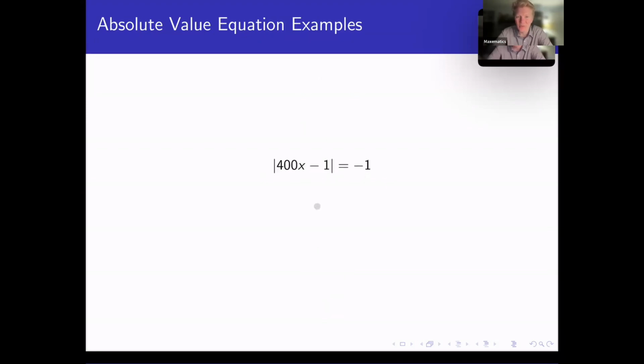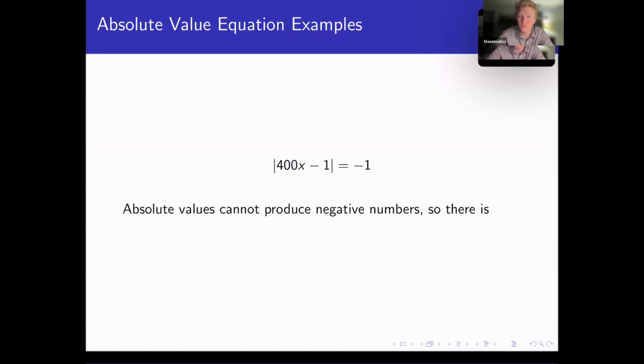Okay, now 400x minus 1. The absolute value of 400x minus 1 equals negative 1. Well, don't forget, absolute values only produce positive numbers. They can't produce negative numbers. So in this case, there would be no solution. There's absolutely nothing whose absolute value is negative 1, so there's no solution. That's a pretty easy way to jump. That's kind of like what we did for square roots and even roots when it came to negative numbers.